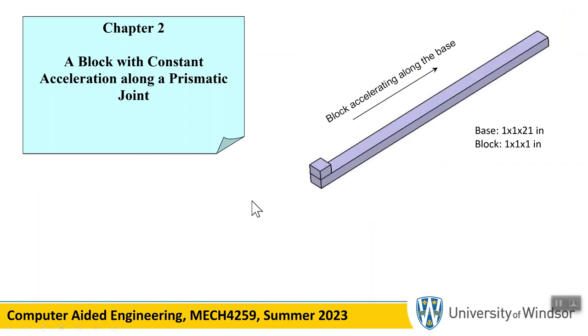So the first problem that we're going to do comes from chapter 2 of that book. It's a block which is 1 by 1 by 1, traveling along, for example, a track, so that it is a prismatic joint. There's a prismatic joint between these two parts. For example, the bottom of this block sits on the top of this base, and the edge of this block is basically coincident with the edge of this track.